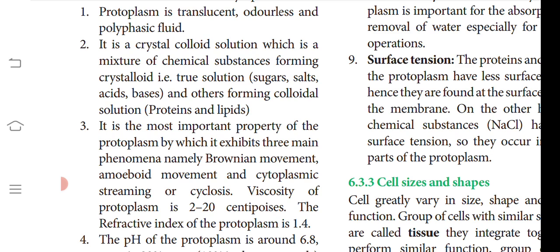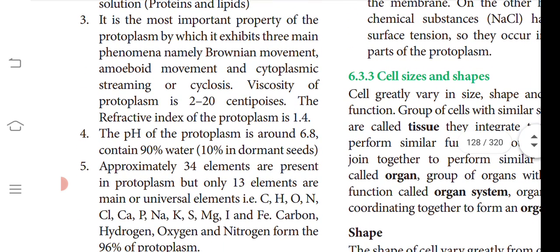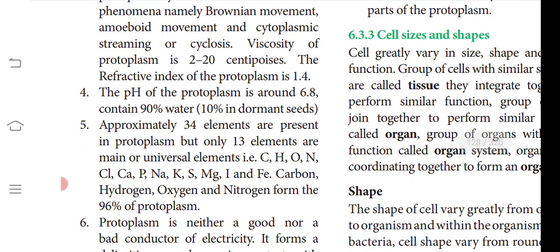So it is a crystalline colloidal solution, which is a mixture of chemical substances forming crystalloid, that is a true solution, and others forming the colloidal solution. The most important property of protoplasm is that it exhibits three main phenomena. That is Brownian movement. You are familiar with Brownian movement from chemistry, I think. So that is exhibited by colloids. And amoeboid movement, a movement of the insoluble material in an amoeboid fashion. And cytoplasmic streaming, or cyclosis, a movement of the cytoplasm.